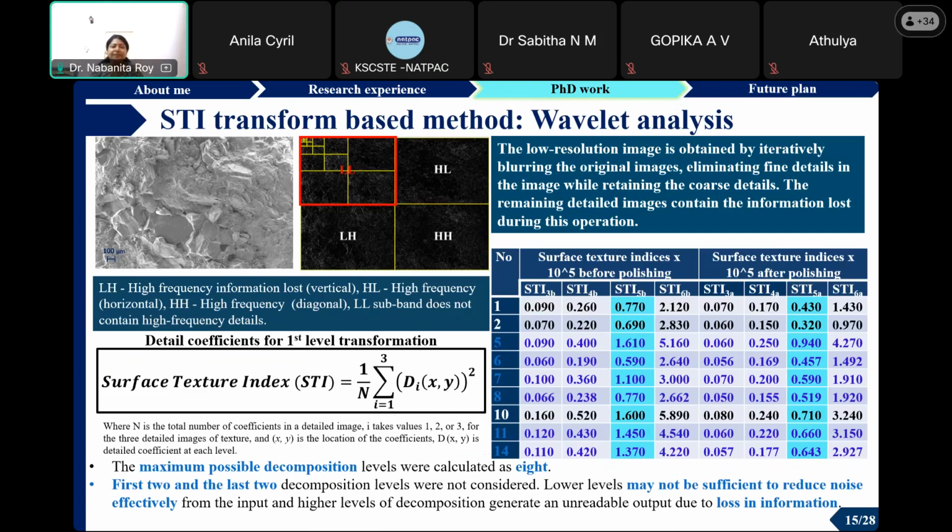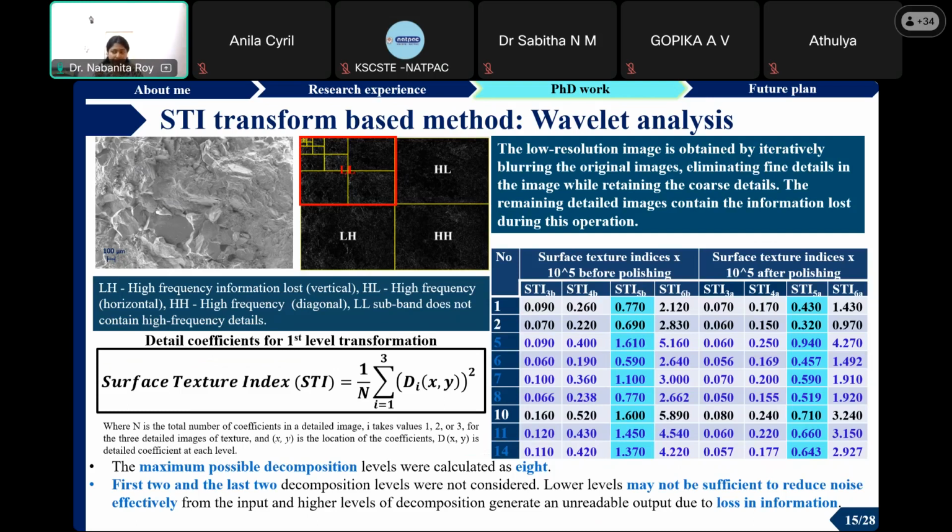Now, in this way, based on the original image pixel dimension, suppose in this case the pixel dimension was 1000 by 1200, we can calculate the maximum level of decomposition, right? In my study, the maximum decomposition level was 8. Now, using this formula, the surface texture index was calculated.